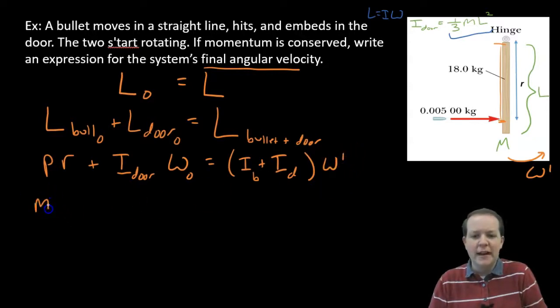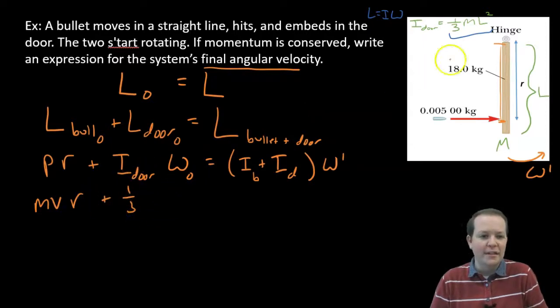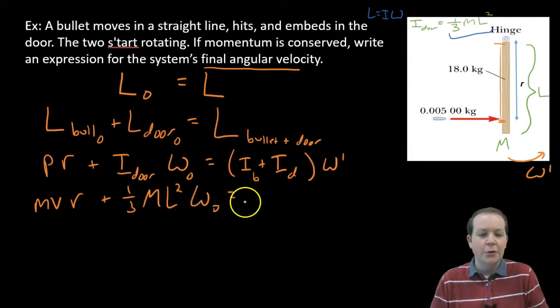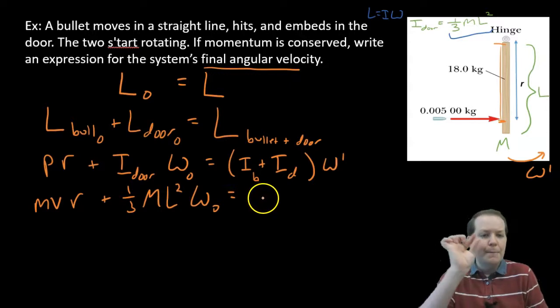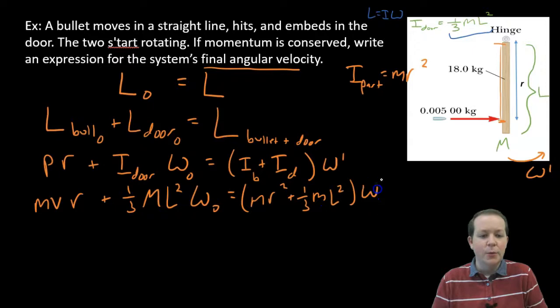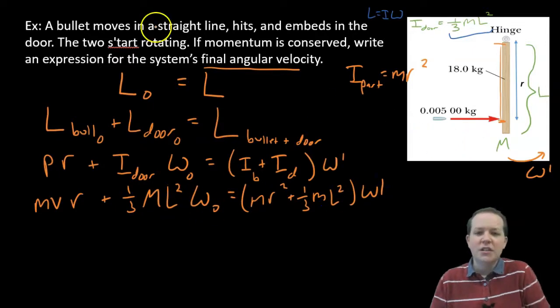So this right here, I'm just going to put in m times v times r plus 1/3, because I'm giving it to you, the mass of the door times L, the length of the door squared, times omega naught. Oh, well, it's starting at rest. This whole thing is going to cancel out to 0 anyway. Plus, for a point particle, I of a particle is equal to simply mr squared. That's the one that you should just know. Okay, so that's mr squared plus 1/3 ml squared times omega prime. Again, if we're saying the door starts at rest, this whole thing is just going to go to 0. So that whole thing cancels out.